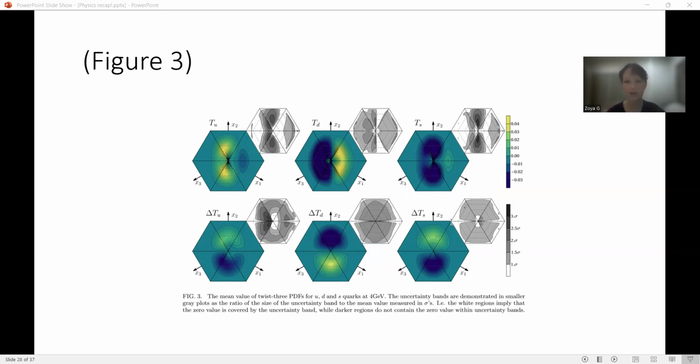For the up, down, and strange quarks, as well as their uncertainties highlighted in gray. Okay. Right, up, down, and strange.